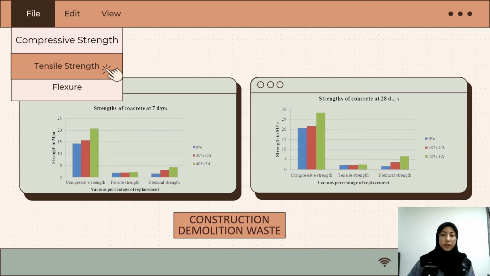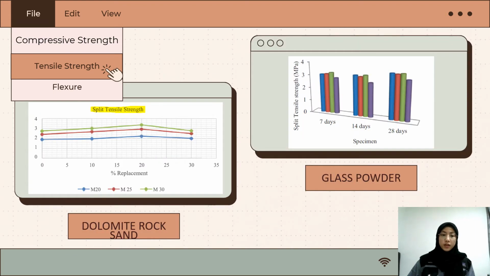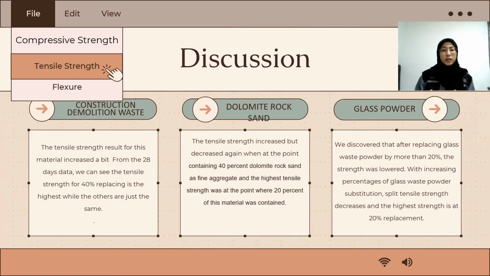These are the findings of construction demolition waste for tensile strength. And also this is for dolomite rock sand and glass powder. This is our discussion based on tensile strength data. For construction demolition waste, the tensile strength result for this material increased a bit.